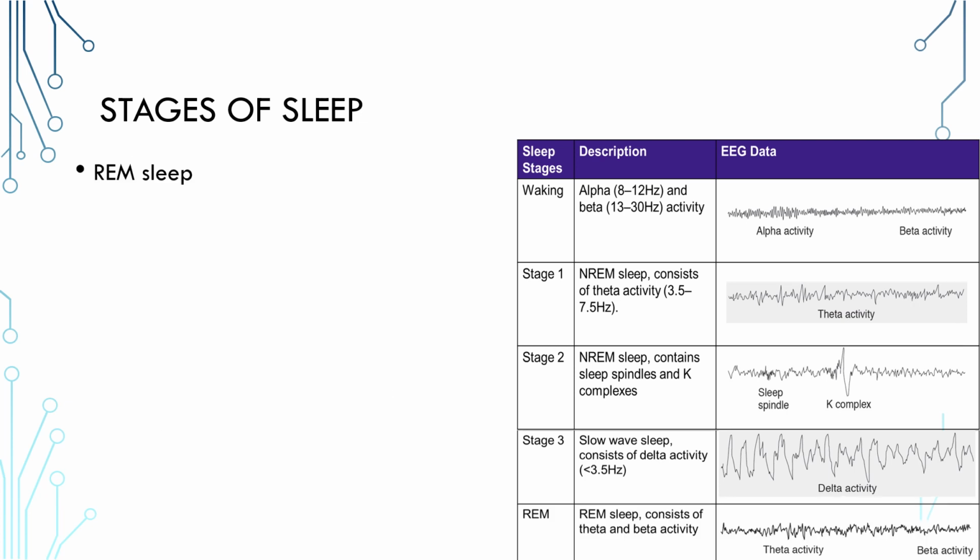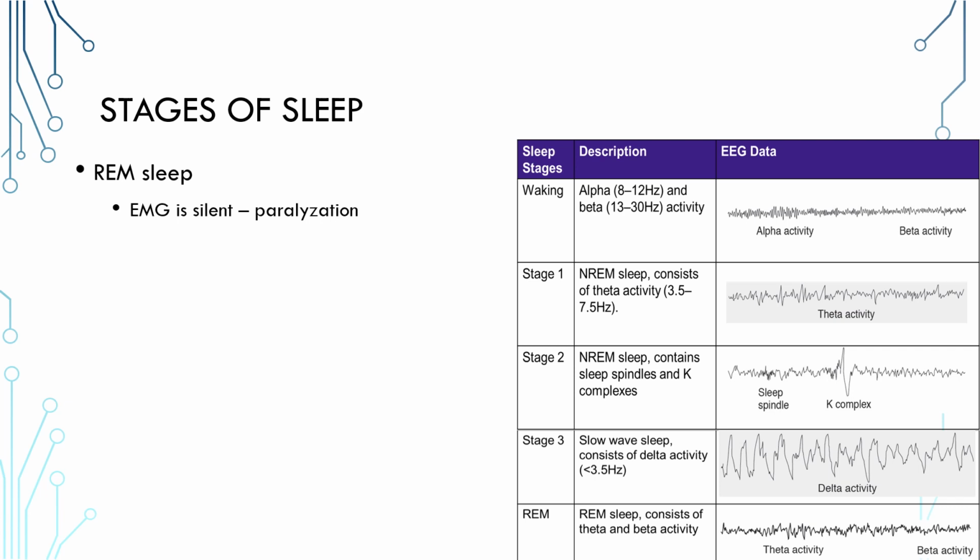And then the last sleep stage is what we call REM sleep, or rapid eye movement sleep. This is a mixture of hertz in terms of measurement of waves. It consists of a mixture of theta and beta waves, so being a bit more awake, and then stage 1 sleep.